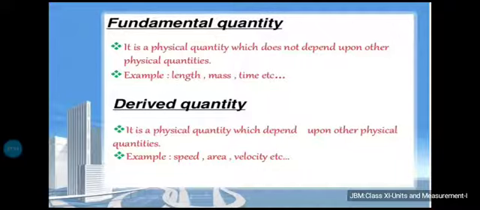What is the formula for speed? Speed is equal to distance by time. So speed, this physical quantity, is dependent upon two quantities, distance, which is a form of length, and time. So you can say that derived quantities are those physical quantities which depend upon the fundamental quantities. For example, speed, area, velocity, and many more.